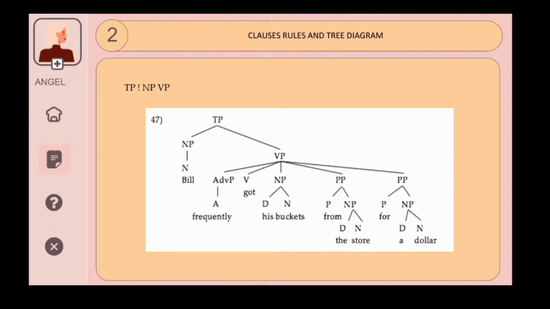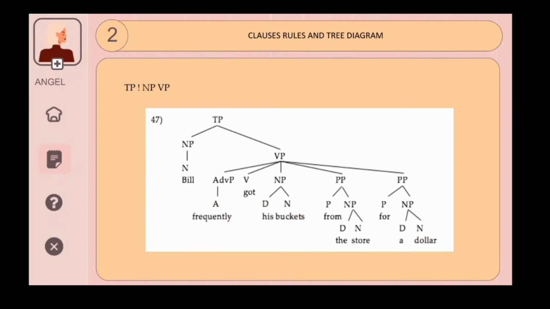We should follow the rule of the verb phrase first, which is the VP: verb phrase, adverb phrase, and verb, and then noun phrase, and prepositional phrase, and more prepositional phrases. So we have the clause here, the sentence: Bill frequently got his bucket from the store for $1.